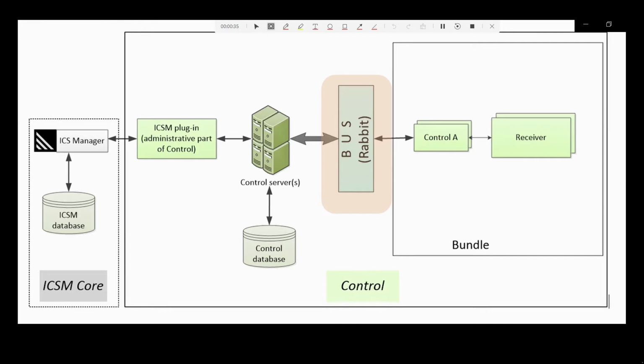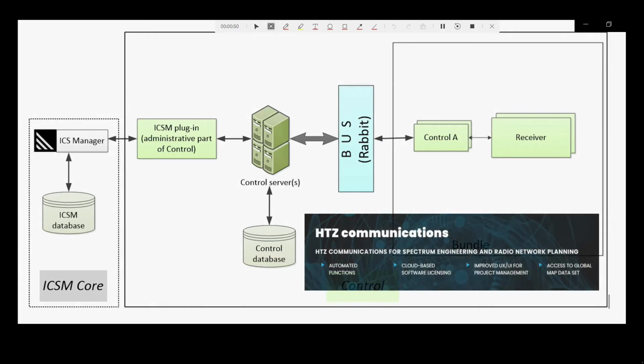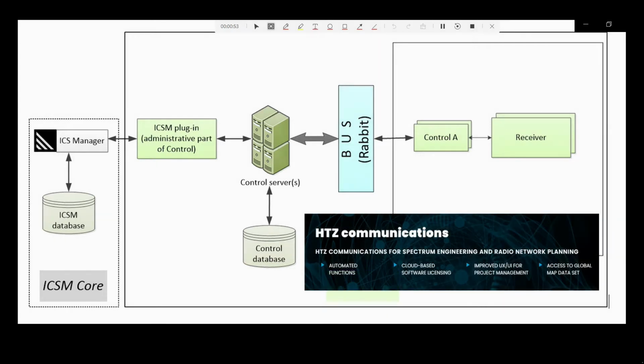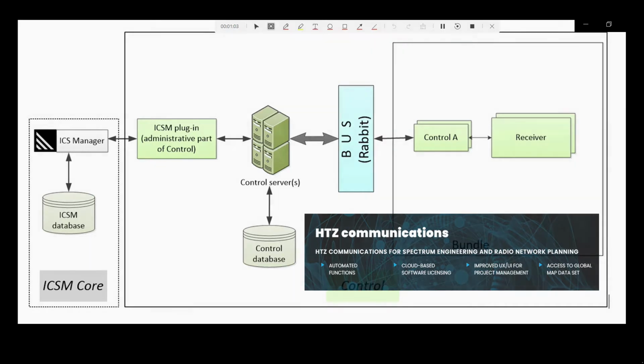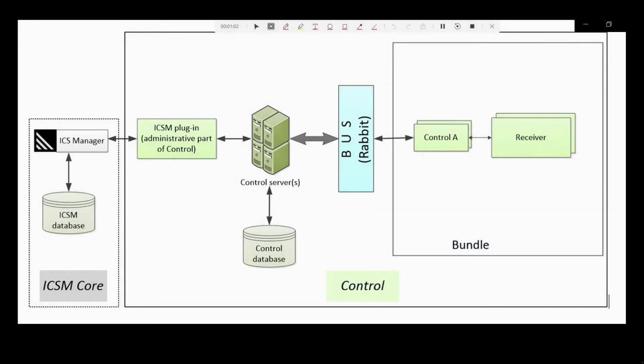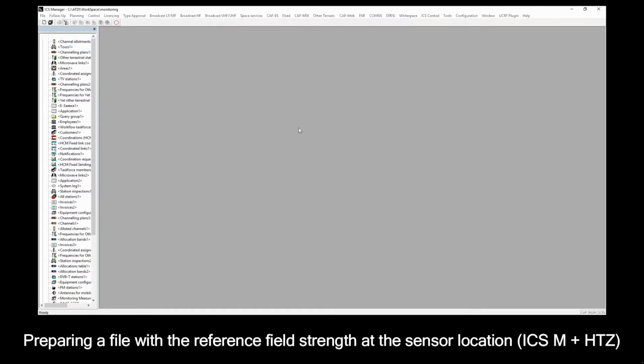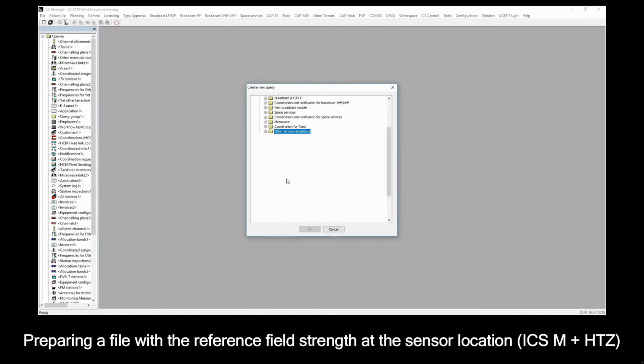SDRN Control is running on a specific server, and it has a database where the measured and processed data is stored. It is used in combination with HTZ communications, which will allow us to perform calculations to establish the reference spectrum situation. We start to prepare a file with the reference spectrum situation.